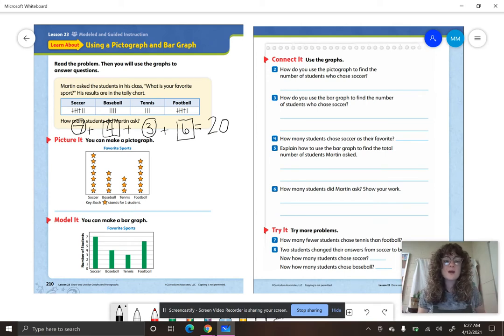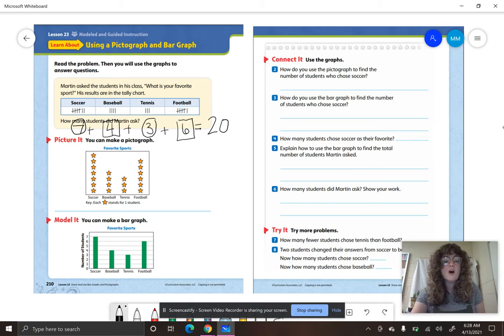So the first way that we can show this is with a pictograph. And the pictograph uses what, Smarties? Pictures. So each star, each picture stands for one student. So in a pictograph, we organize the data with pictures. So they use stars to represent one student. And we have the labels of the sports, and we have the number of students that liked each of those sports.